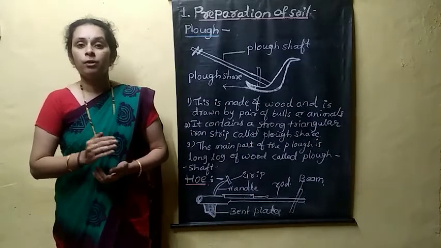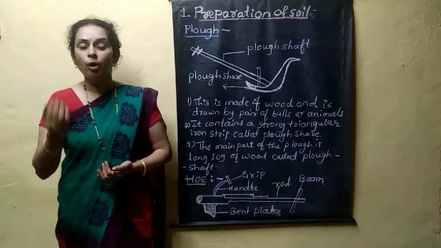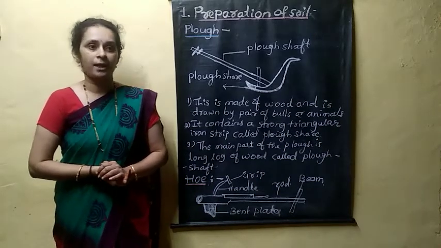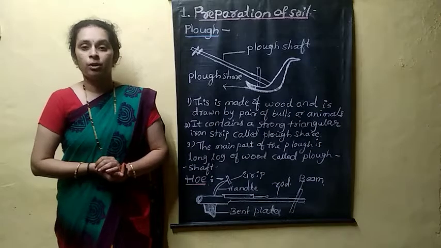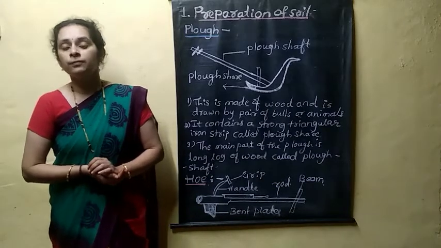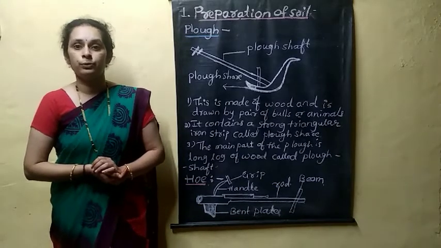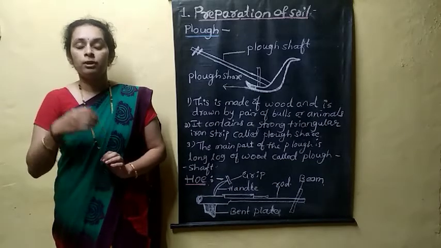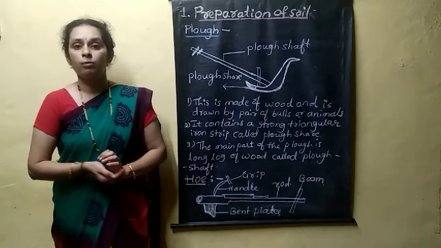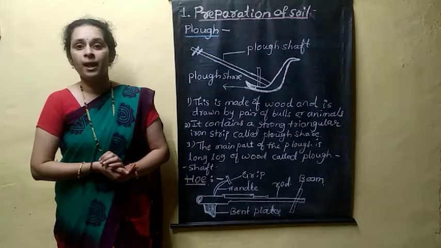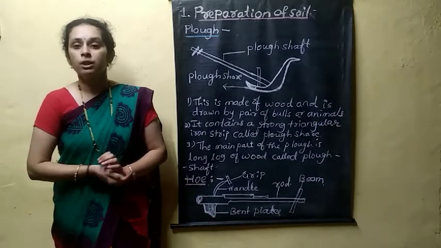Sometimes before plowing, farmers add manures and fertilizers because it ensures uniform mixing of the manures. For sowing also, farmers require wet land. Dry land is not good for sowing.